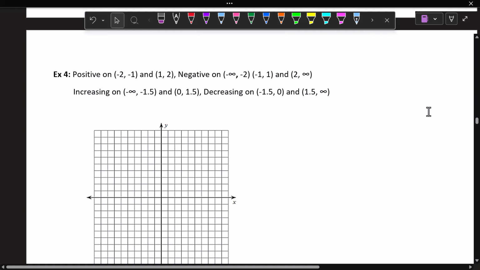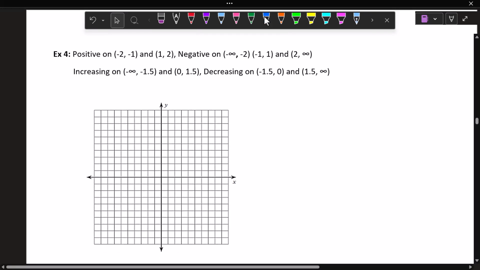Uh-oh, this is a lot more work. This one's a toughie. So positive from -2 to -1. So from here to here, for lack of a better way to do it, I'm up here. And from 1 to 2, also positive up here. But these other intervals, -infinity to -2, -1 to 1, and 2 to infinity, so really outside these two things, in between and outside the other way, and it's symmetrical, are negative. So that's going to be down, that's going to be down, that's going to be down.